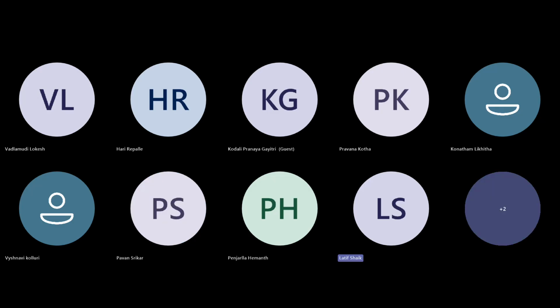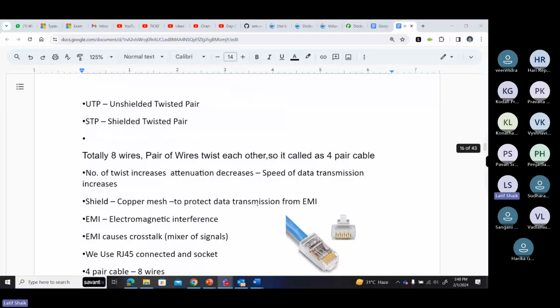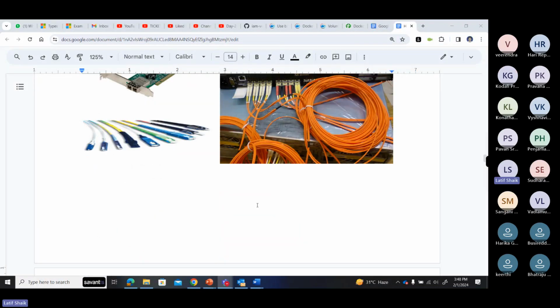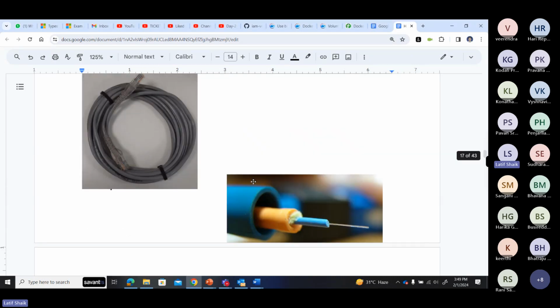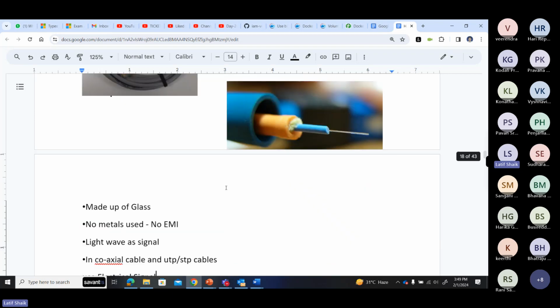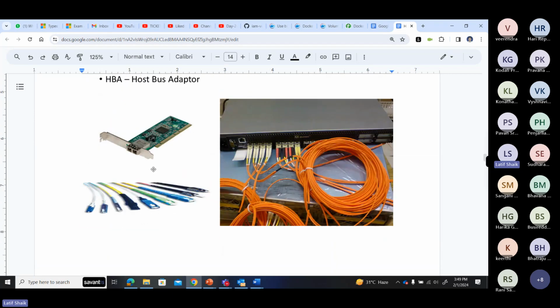So we discussed a few things about cables yesterday. What is a fiber optic cable? It is made up of glass, has no electromagnetic interference, and is used for very high speed data transmission and very long distance communication. And I also told you that we use this for internet communication.